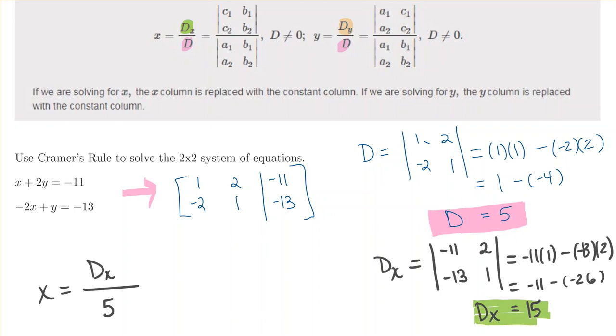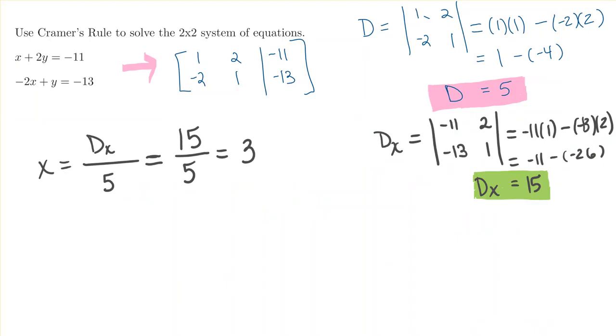Okay. So we would complete this formula. So x is then equal to 15 divided by 5, which would have the value of 3. So x is equal to 3. Next, we need to find y, which we know is D sub y divided by D. We already know the value of D remains as we found before, 5. Why don't you take a moment to pause this video and attempt to find D sub y. Unpause and we'll see the solution.